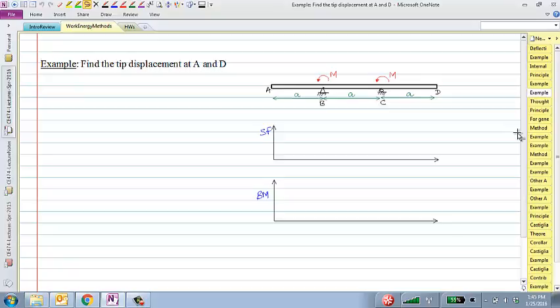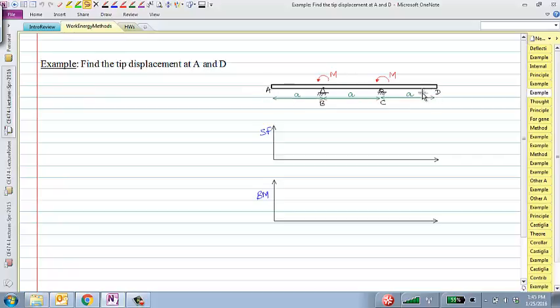So maybe I'll state the problem here as well. This is, again, exactly the same structure, but the loading is different. I have an external moment M applied at B, and an external moment M applied at C. And I'm asking you for the displacement at A and D.